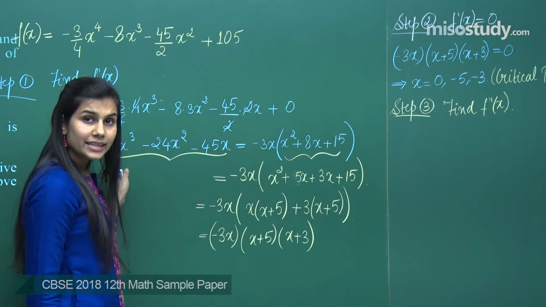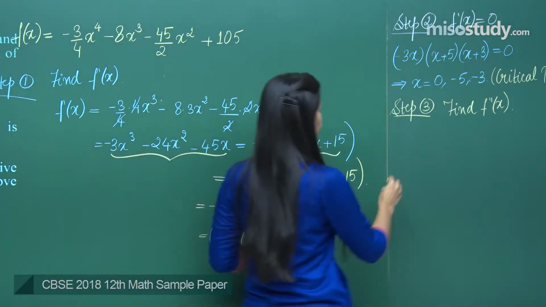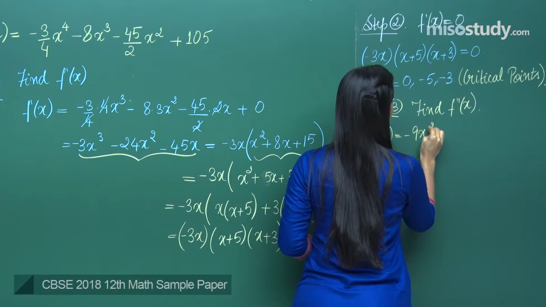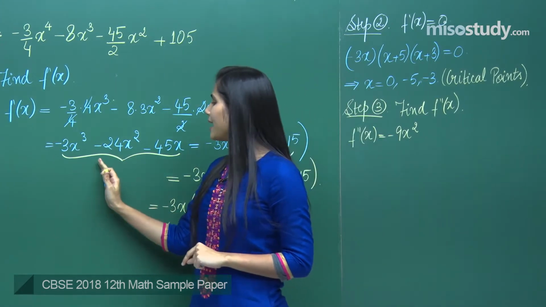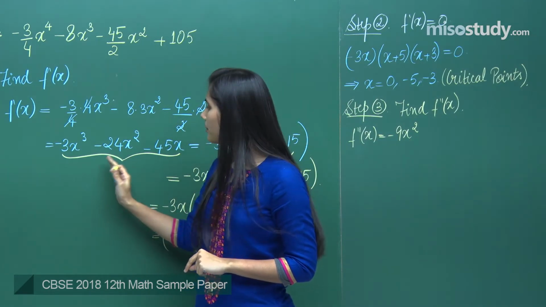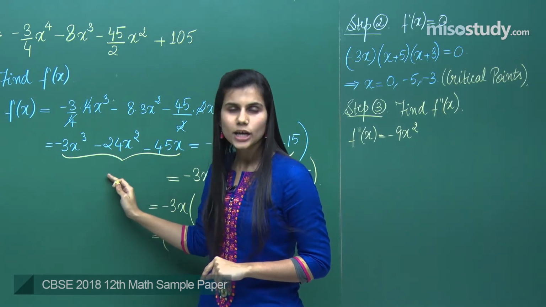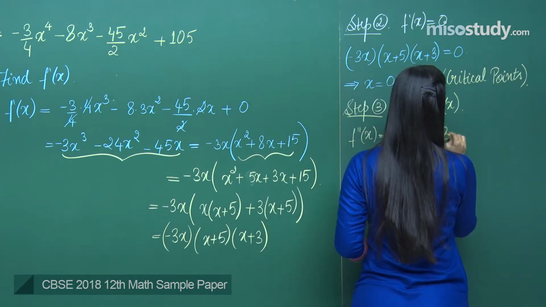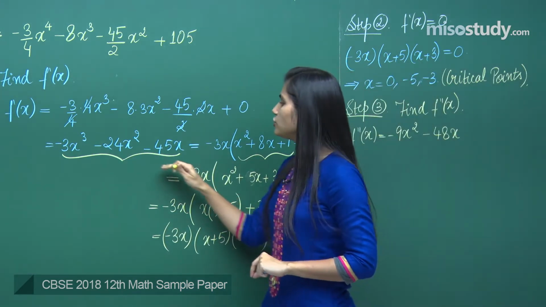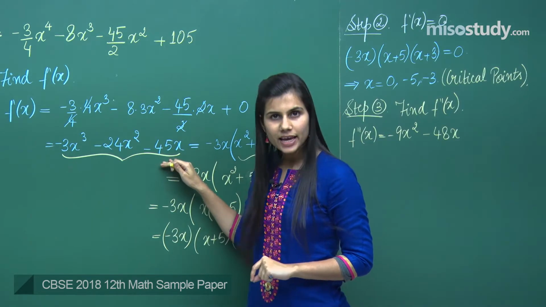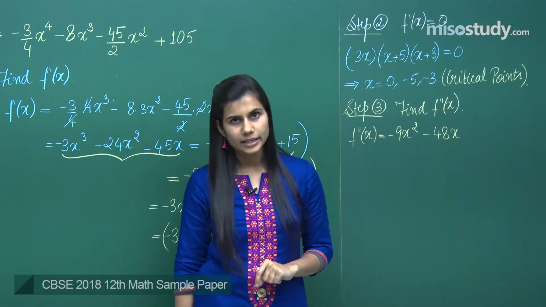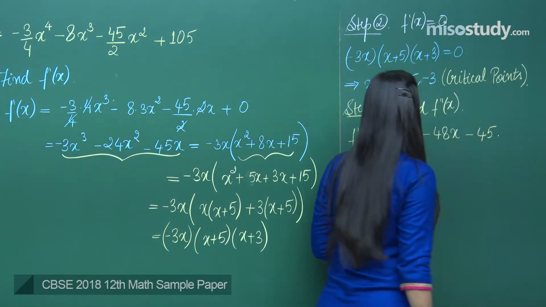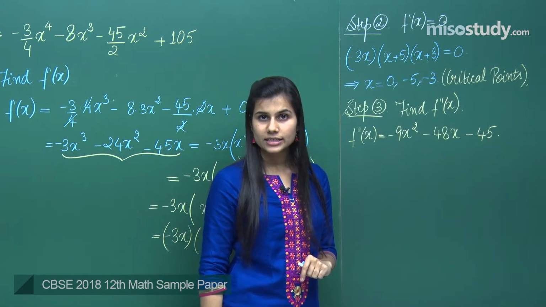This will be minus 9x square. What is the next thing? It's minus 24x square. So this will be minus 24 into 2x, which makes it a minus 48x. After which you have what? Minus 45x, which just delivers you with a minus 45. And this is what is my f double dash x.